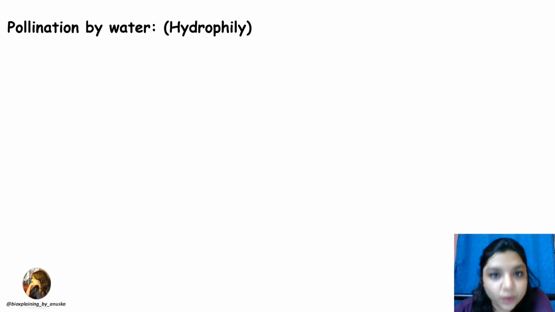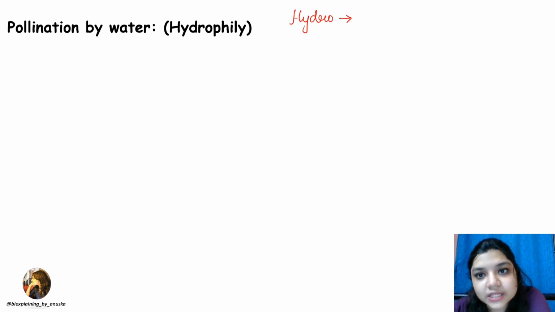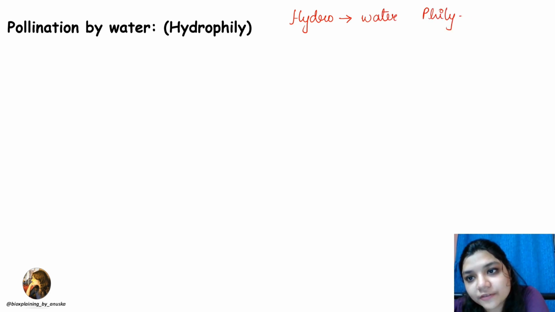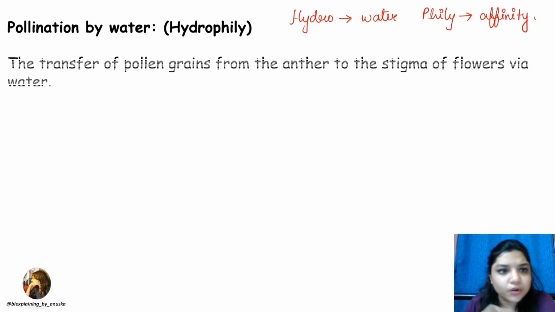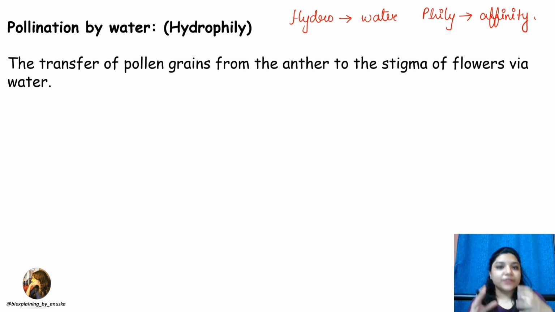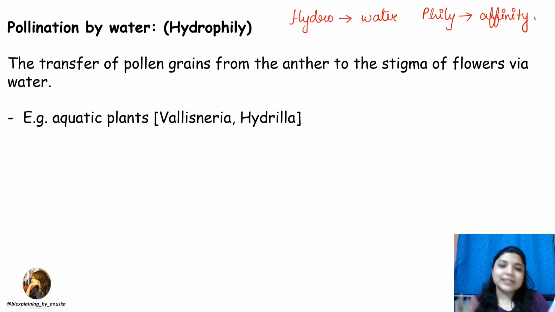So the next kind of pollination that we'll see is pollination by water, which is hydrophily, right? So the word hydro means water, and we know that what does phily mean? Phily or phile refers to affinity, which refers to liking. Okay, so what is hydrophily? The transfer of pollen grains from the anther of a flower to the stigma of another flower via water. Now, definitely the examples of flowers which undergo hydrophily should be aquatic plants such as Hydrilla and Vallisneria.